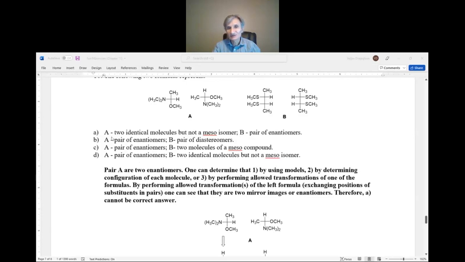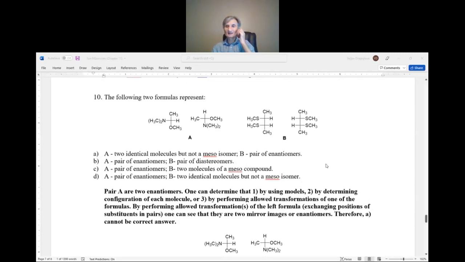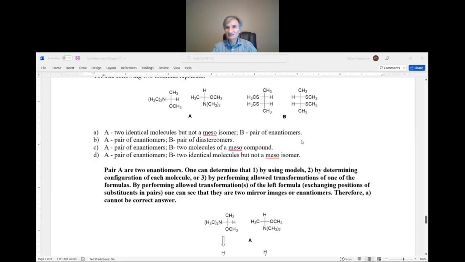And now you move to pair B. So what is pair B? Pair of diastereomers. Diastereomers would be compounds that are stereoisomers but not mirror images of each other, like erythro and threo. Like when two substituents are on the same side and in the other compound, they're on the opposite sides. They're not mirror images of each other, but that's not the case here. So two molecules of meso compound.